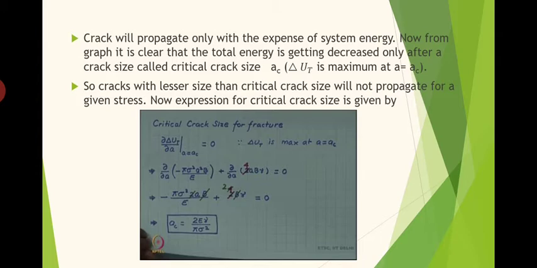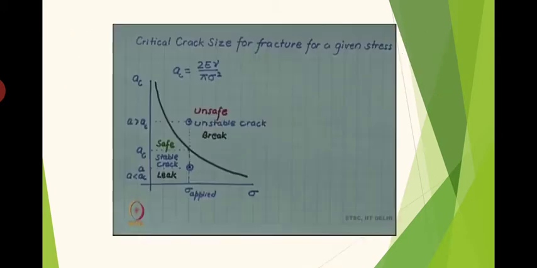AC is equal to 2E gamma by pi sigma square. Here 2 is constant, E is the modulus of elasticity of the material, gamma is the surface energy per unit area, pi is constant, and sigma is the normal stress applied. So for a particular applied stress value sigma, this much is the critical crack size. That is the expression for the critical crack size. Derivation is also required in this case.